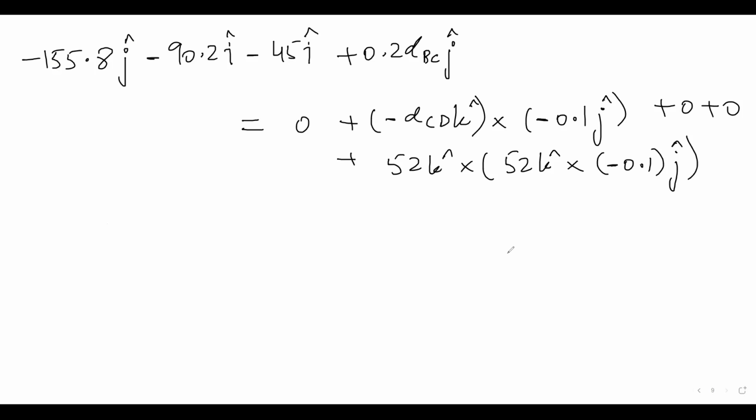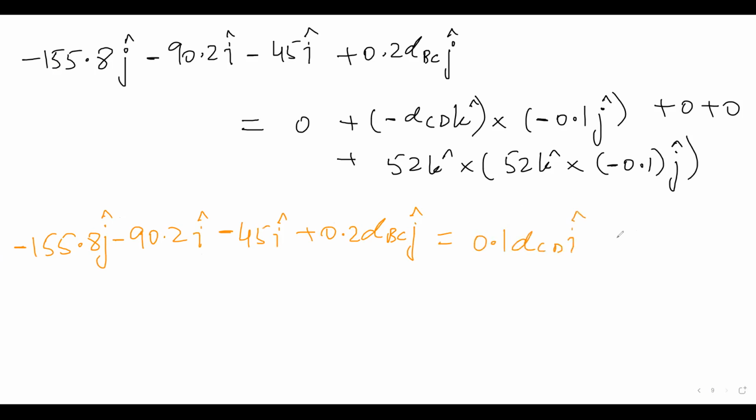So I will have finally, I just compared them, okay? Minus 90.2 I minus 45 I plus 0.2 alpha BC J equal to 0.1 alpha CD I plus 270.4 J. So, hocam, it will be minus 0.5. No, I actually will have positive here. K cross J, oh really? Minus I. Wait a minute. K cross J should be minus I. Okay, sorry.